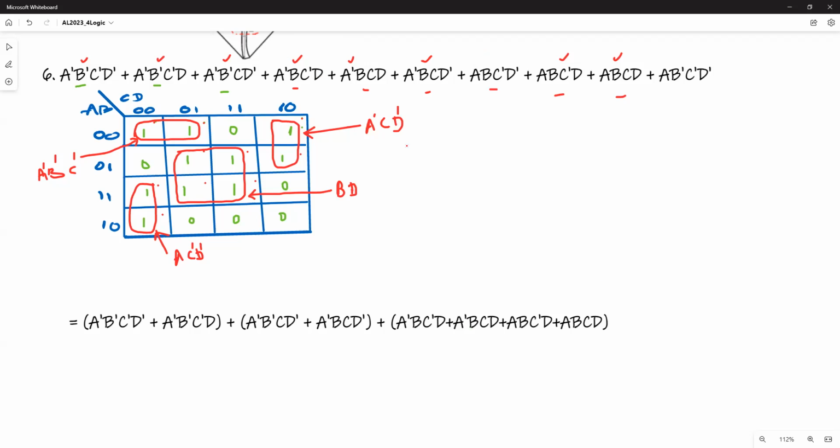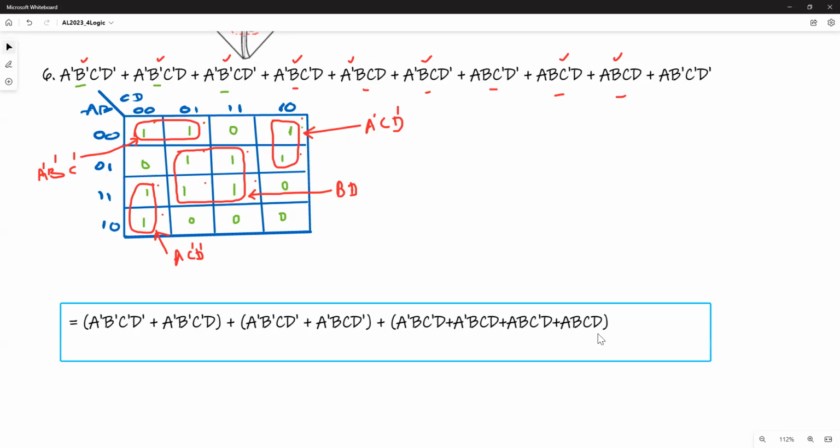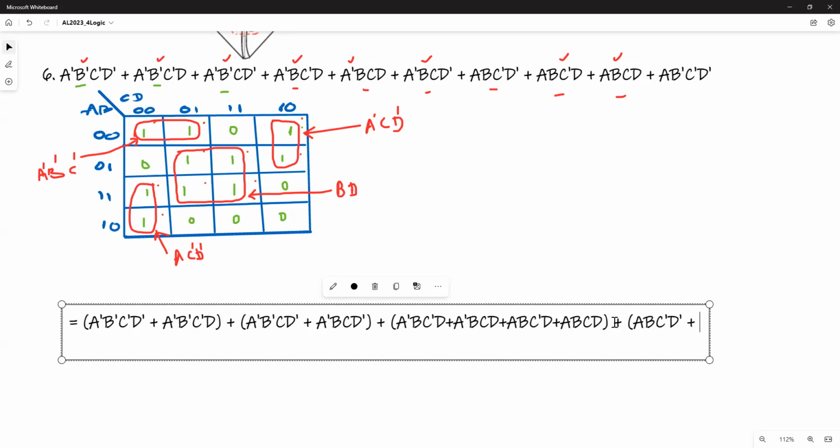Now the final one, I have to add these last two terms. So I can do that. I will put the last two terms, that is A, B, then C dash D dash plus A B dash C dash D dash A B dash C dash. Okay, so these are the ones.